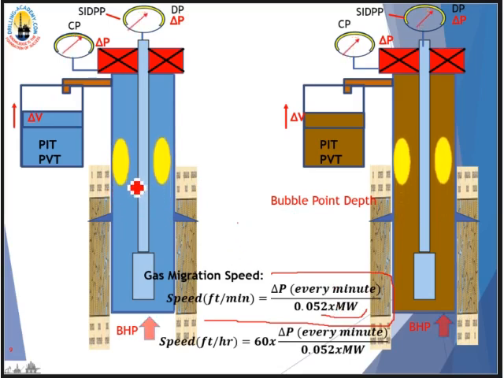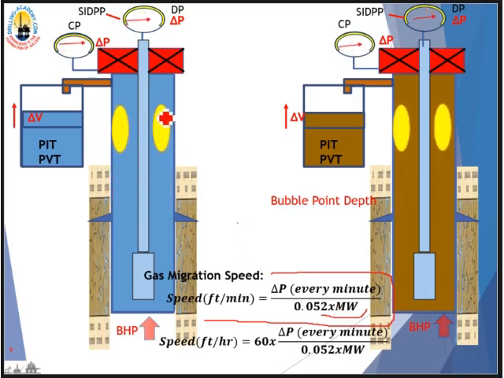See, now the gas bubble percolates up, but the volume is unchanged. The pressure inside it is unchanged. So bottom hole pressure will increase, casing pressure is increased, drill pipe pressure is increased, always increased. So you take this delta P in the minute, you record every minute, and you divide by the mud gradient, you will have the speed in feet per minute. You take that, you times 60, you will get the speed in feet per hour.